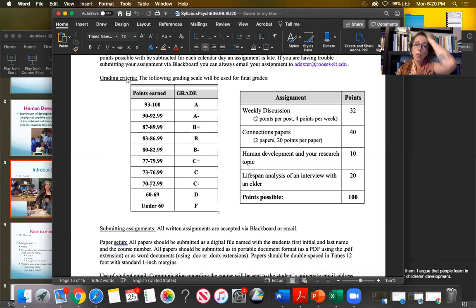So we're going to do papers and weekly discussion. I'm going to try a new thing. This is honestly the first time I've tried this. It worked really well for one of my classes that I switched to virtual this spring because of COVID. I know many of you were probably involved in some of those switches mid-semester.